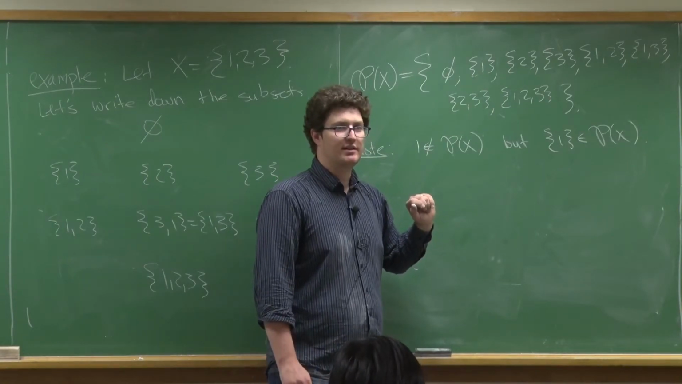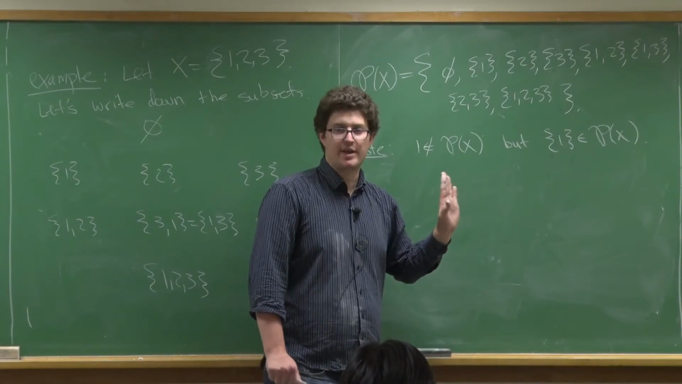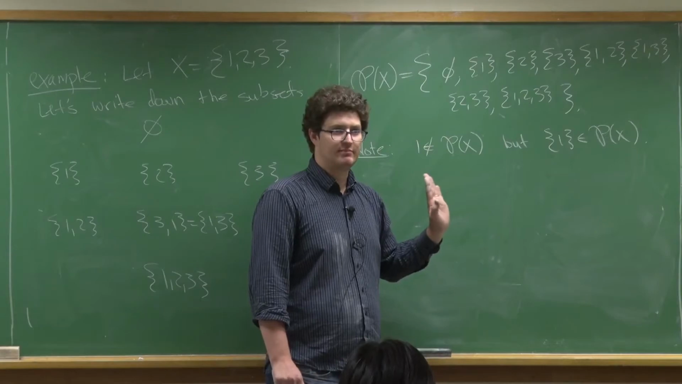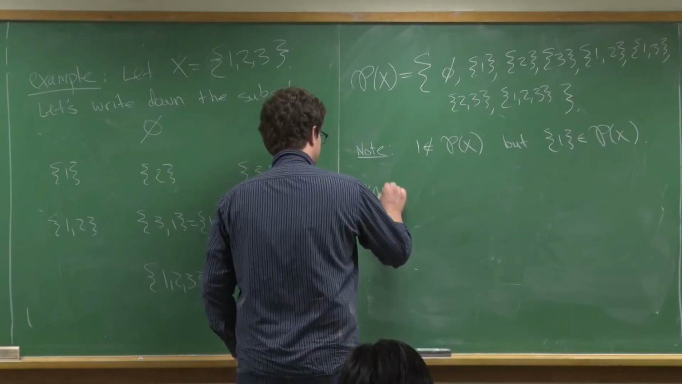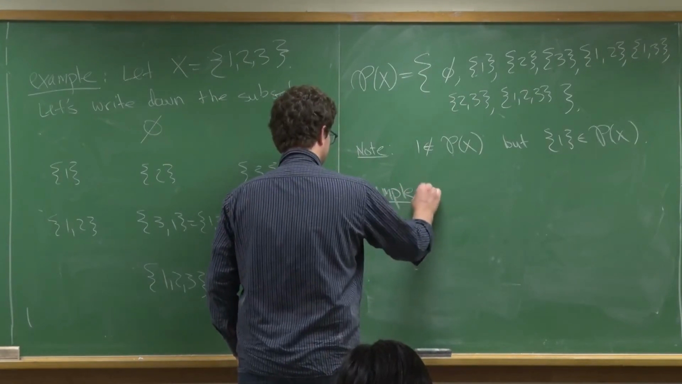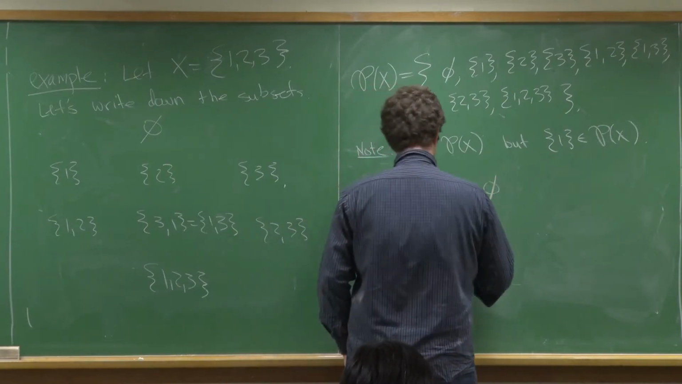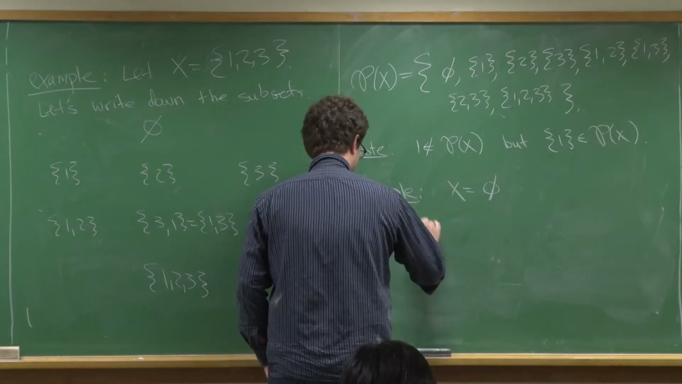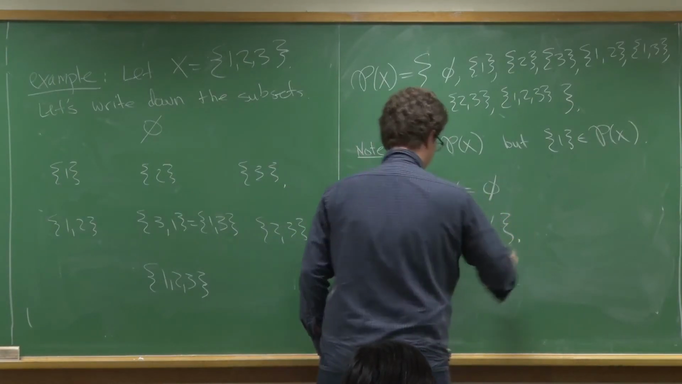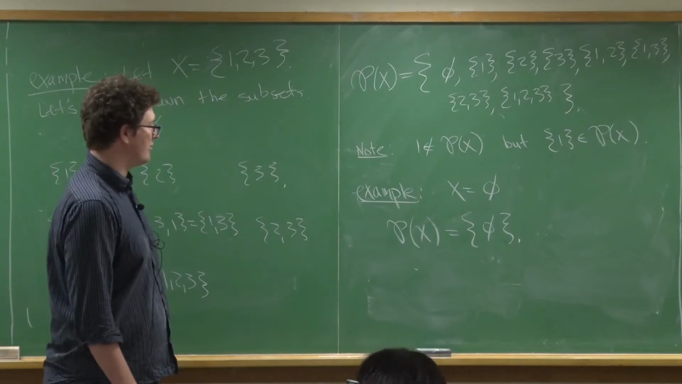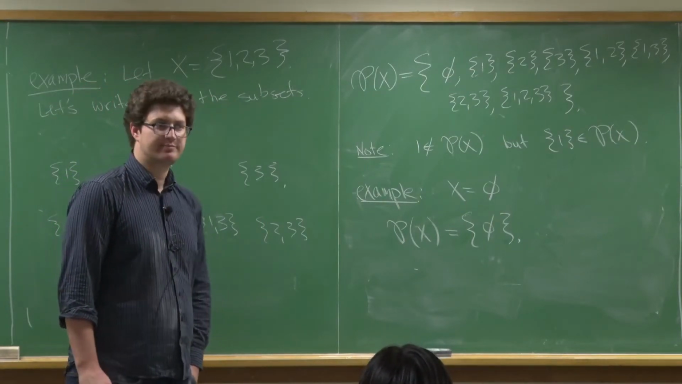The empty set's a set. The empty set's a subset of every set. So the empty set's a subset of the empty set. All right? So yeah, that's another example. Let's do another example. Okay, so if X is the empty set, then the power set of X is the set containing the empty set. That's kind of a weird one to think about, because the only subset of the empty set is the empty set itself.